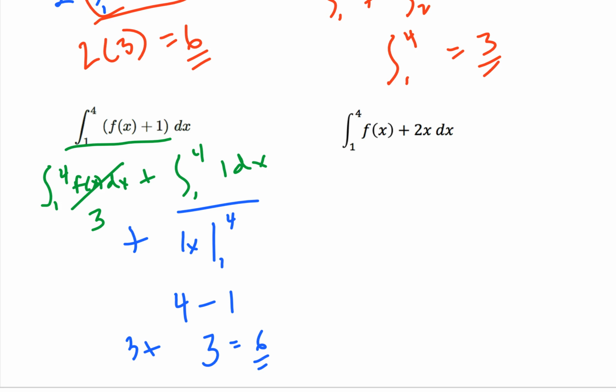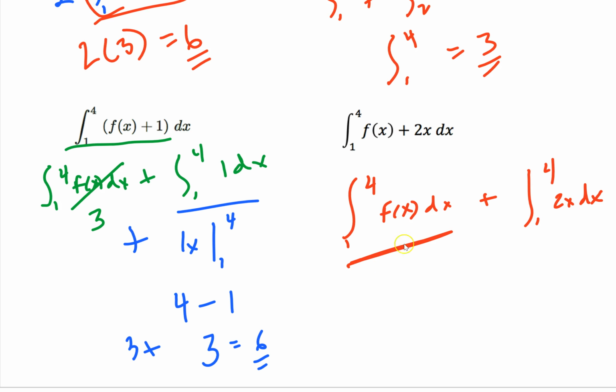So let's try that exact same property, that exact same data right here with this one. Right, same concept. They give you the integral from 1 to 4 of f of x plus 2x. So again, we're going to separate it. Integral of 1 to 4 of f of x plus integral of 1 to 4 of 2x. This they gave me. That's 3. Don't have to worry about that one.